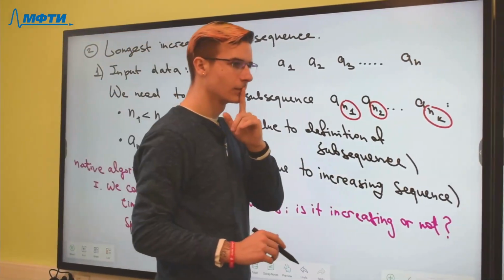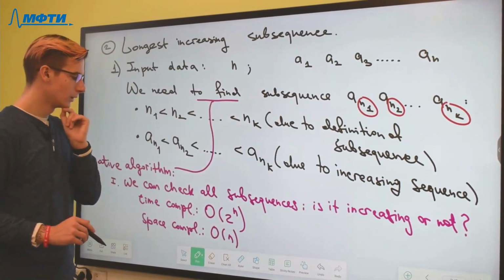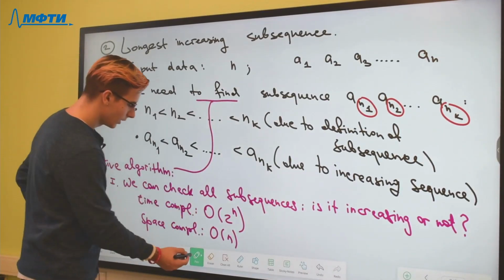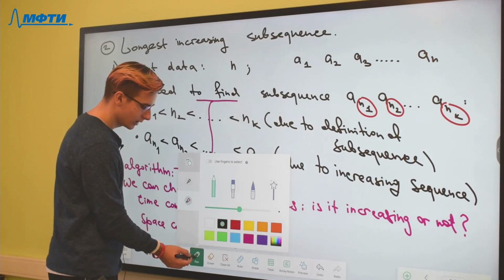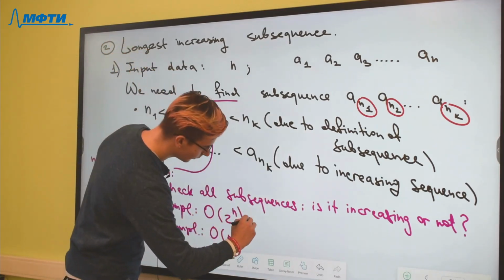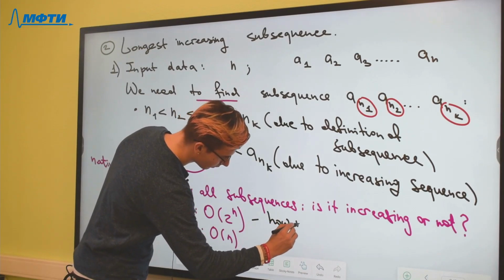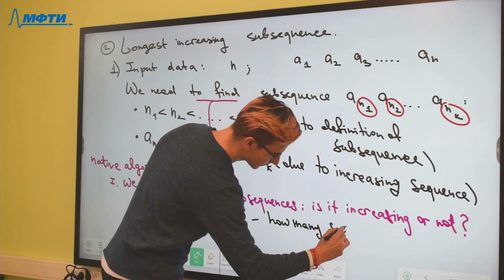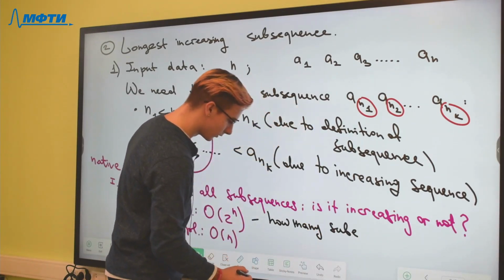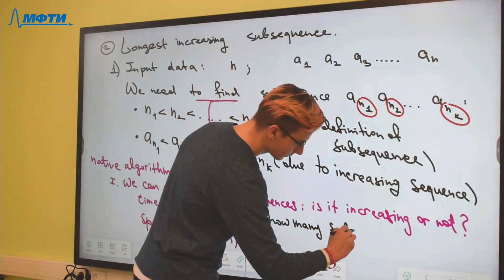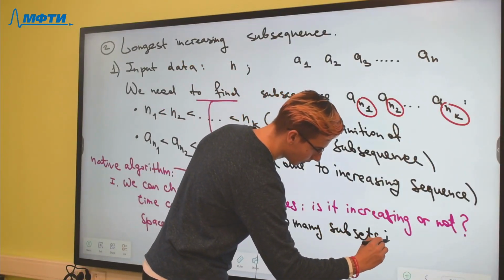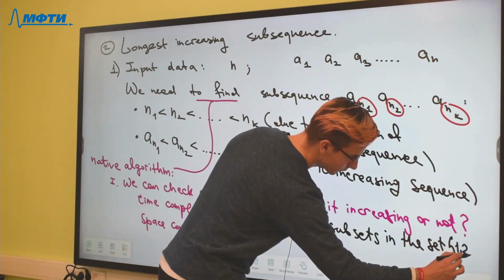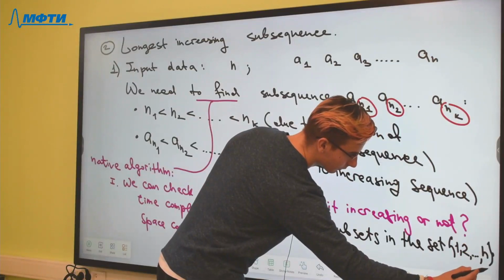I didn't understand why we need 2 to the power n time complexity. Can you please explain? Okay, ask yourself how many subsequences or subsets are in the set 1 to n.